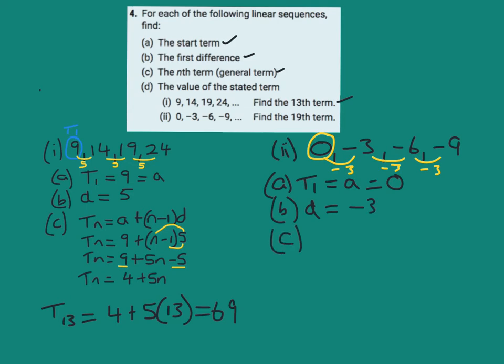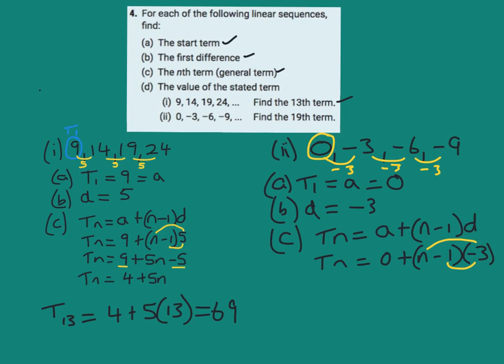Then I have Tn equals a plus (n minus 1) multiplied by d. So I get Tn is equal to a, which is 0, plus (n minus 1) multiplied by d, which is minus 3. I'm going to put that in brackets just so that I don't confuse anyone by making it look like I'm taking the 3 away. That's a negative 3. So I'm going to multiply negative 3 by n and negative 3 by minus 1.